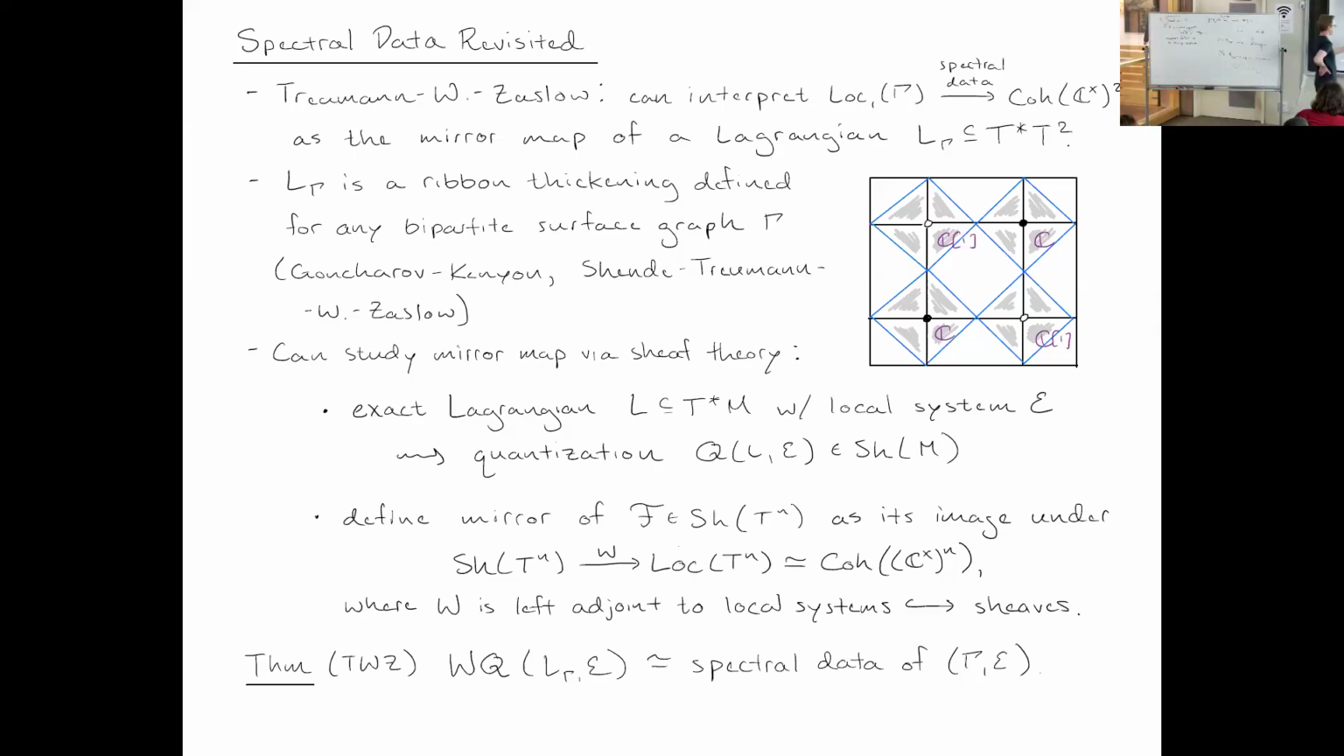And I define the mirror of a sheaf on T^n to be its image under that wrapping functor W. Why is that a good name? Let me tell you about.